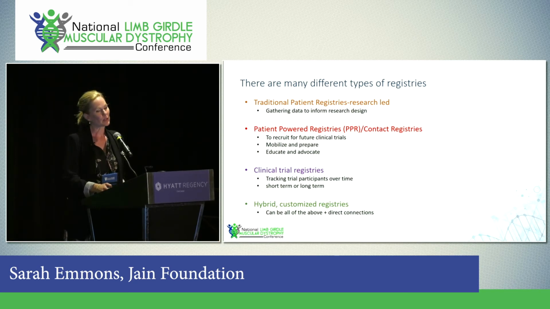And then there are hybrid customized registries, like what the Jane Foundation has been developing over the years, that touch on a bunch of different qualities you'll see above, but also incorporate direct connections. We found that having a place for patients who are genetically confirmed to be able to reach out to the researchers working on their disease directly, or to advocacy organization members directly, or to other patients directly, is really valuable.